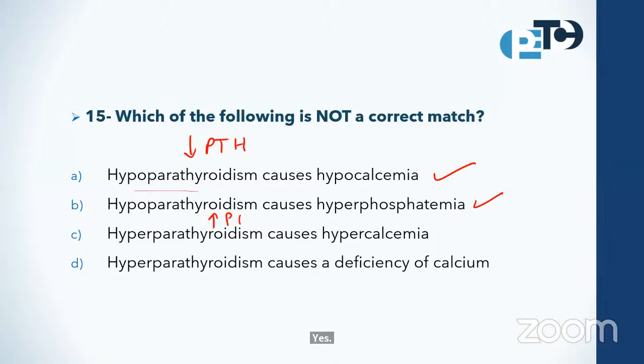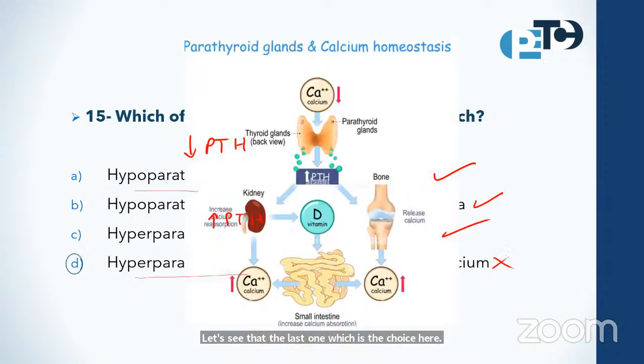Hyperparathyroidism, increasing the parathyroid hormone, causes hypercalcemia. Is it right or wrong? Of course it's right. Correct. Let's see the last one, which is the choice here. Hyperparathyroidism causes deficiency of calcium, which is a wrong statement.